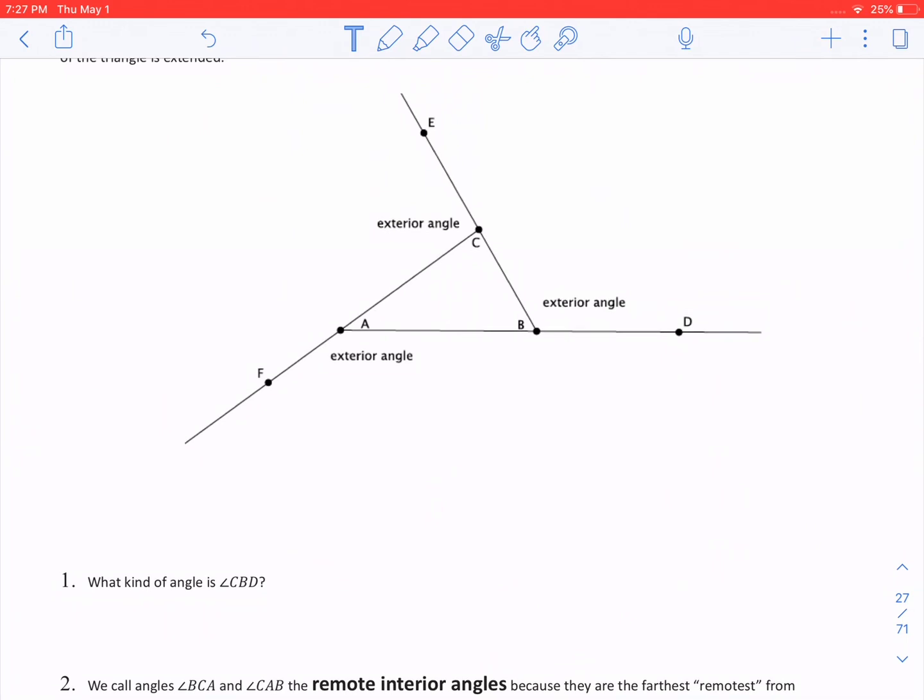So question 1 says, what is the measure of angle CBD? Go ahead and take your pencil and trace CBD. So we're talking about this angle right here, and that's going to be on the outside of the triangle, so we call that an exterior angle. So CBD is an exterior angle.